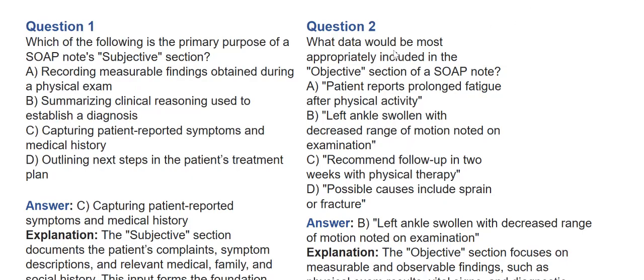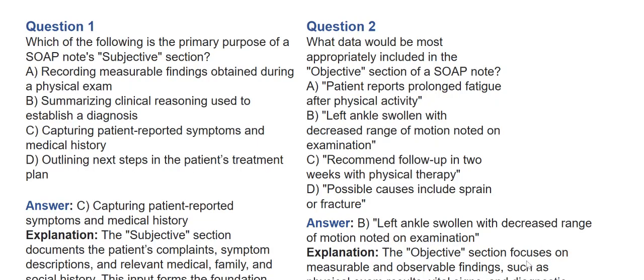Question 2. What data would be most appropriately included in the objective section of a SOAP note? A. Patient reports prolonged fatigue after physical activity. B. Left ankle swollen with decreased range of motion noted on examination. C. Recommended follow-up in 2 weeks with physical therapy. Or D. Possible causes include sprain or fracture. The answer would be B. Left ankle swelling with decreased range of motion noted on examination.